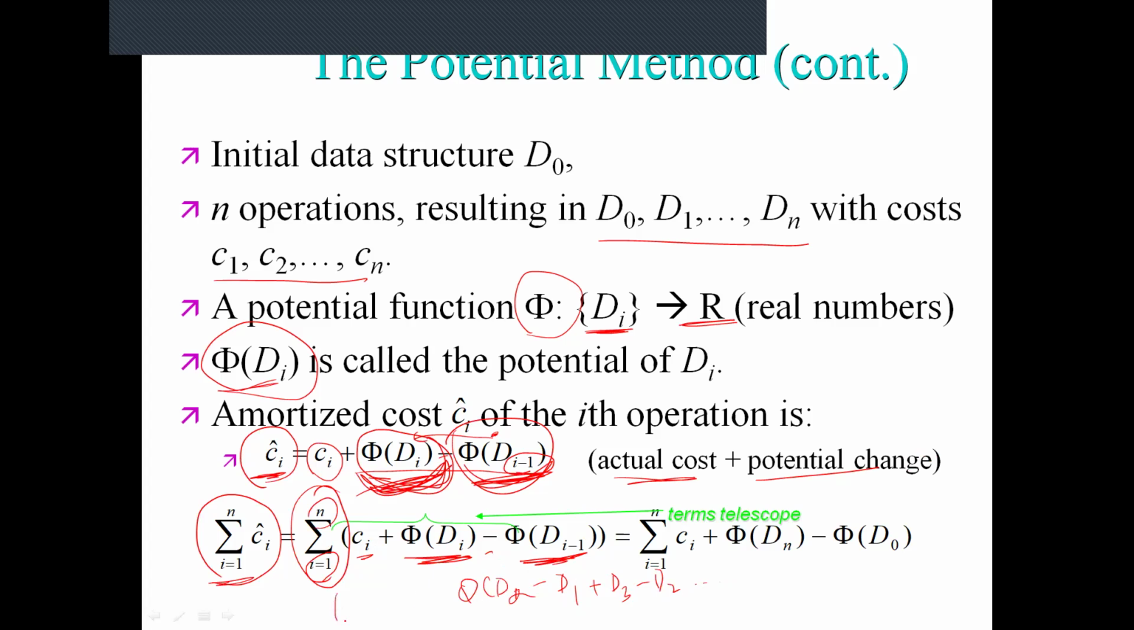So suppose that our first term was i starts from 1, right? So the first term will be phi of D1 minus phi of D0. Second term will be phi of D2 minus phi of D1. Third term will be phi of D3 minus phi of D2, etc., till n. Okay, this will keep on going. Phi of Dn minus phi of Dn minus 1.